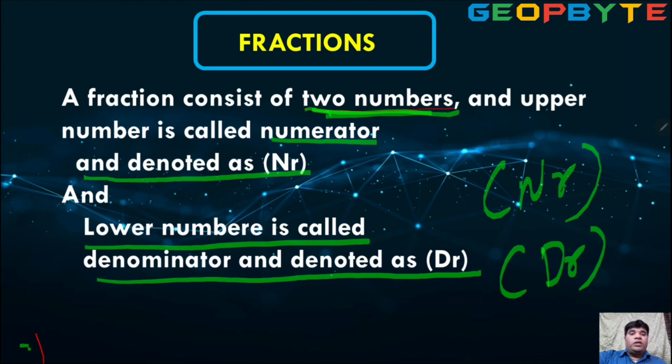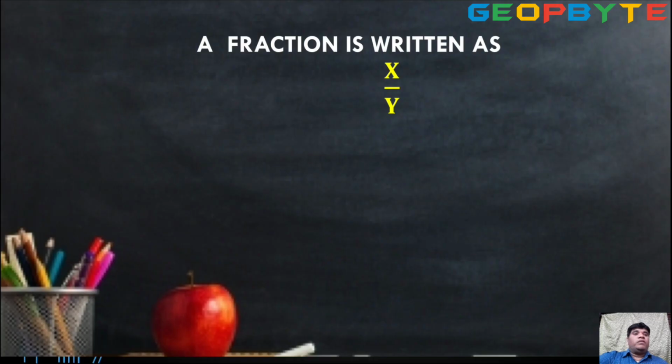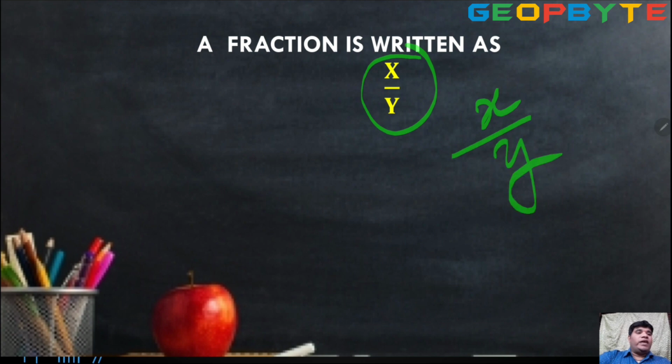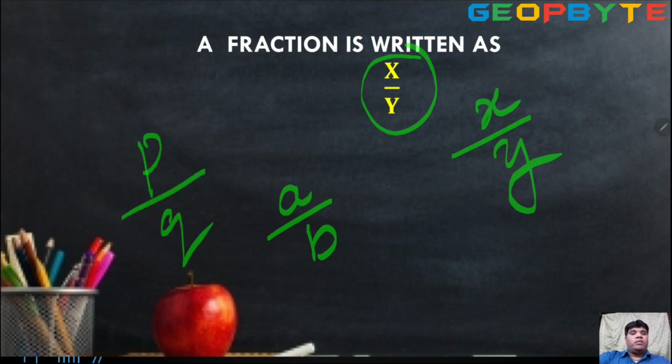Okay, now children, a fraction consists of two numbers. The upper number is called numerator. The lower number is called denominator. A fraction is written as x by y, or a by b, your wish, or p by q, anything.